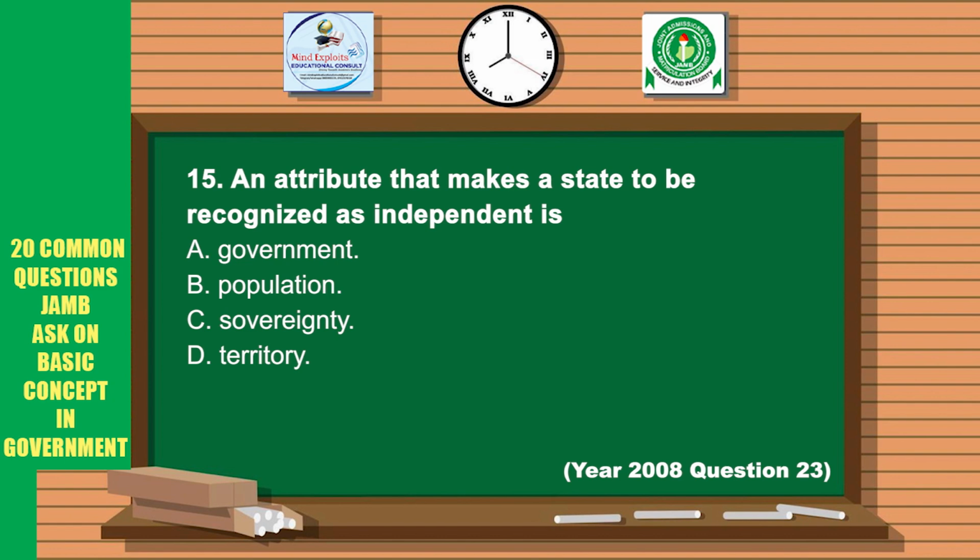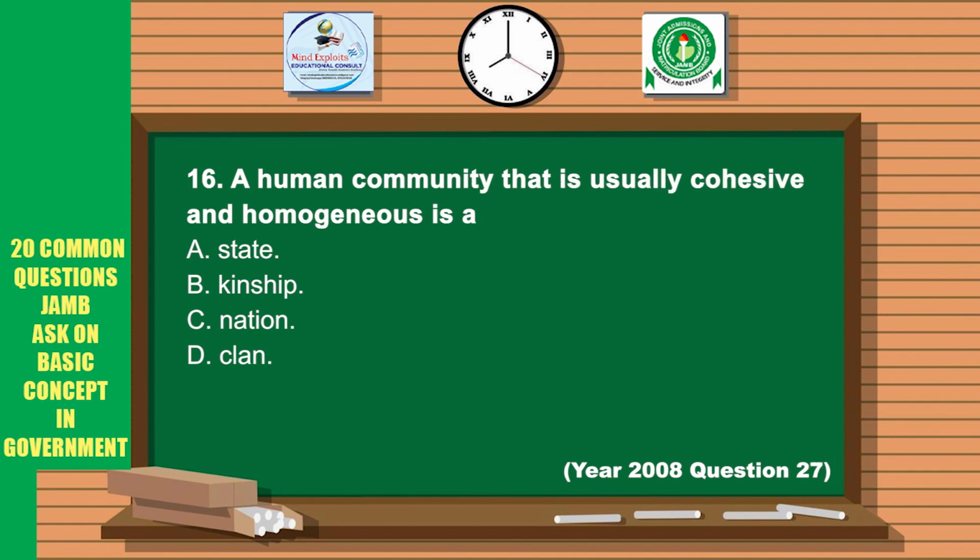The answer here is sovereignty. That's the attribute that makes a state to be recognized as independent, not subordinate to any other country. And that is an important feature of a state. Let's look at the next question, which is question 16.